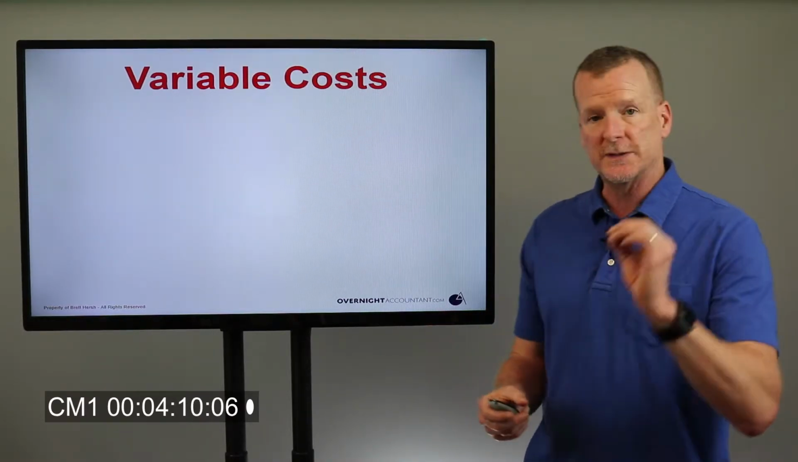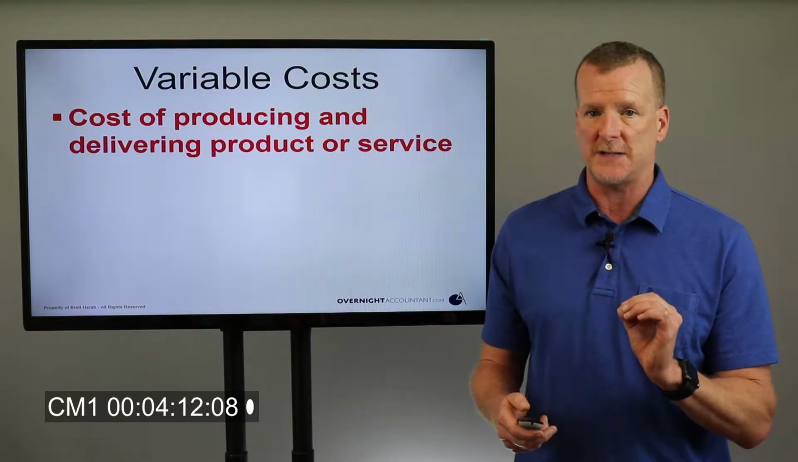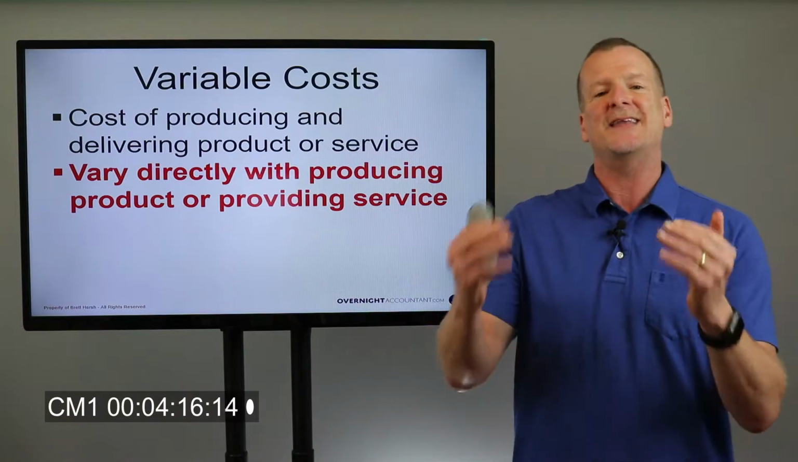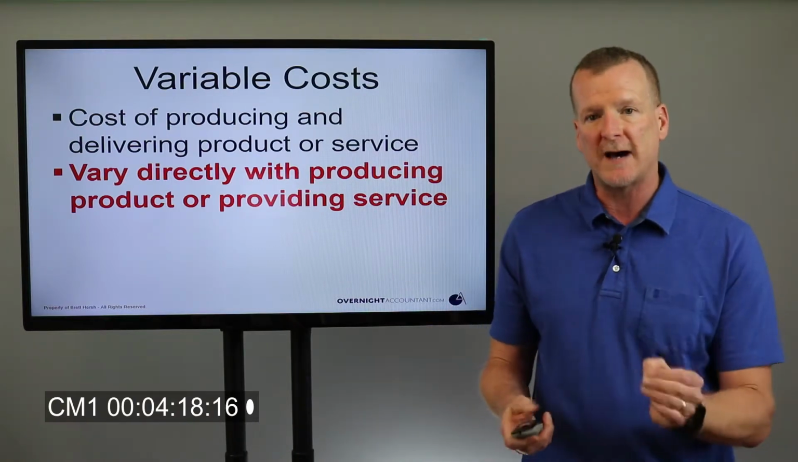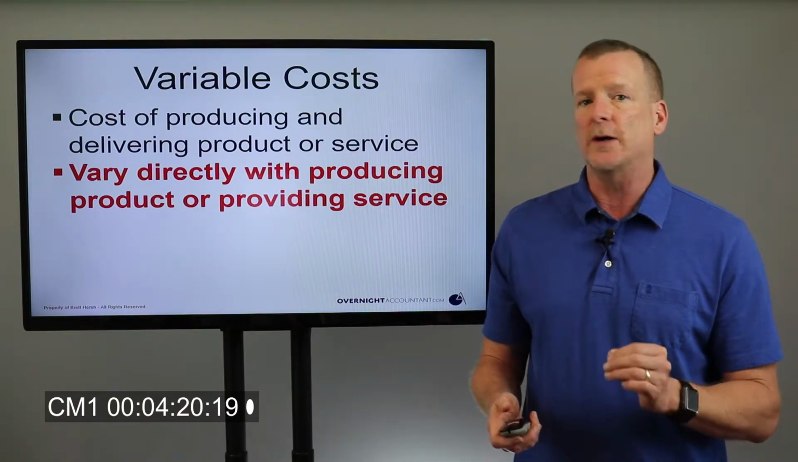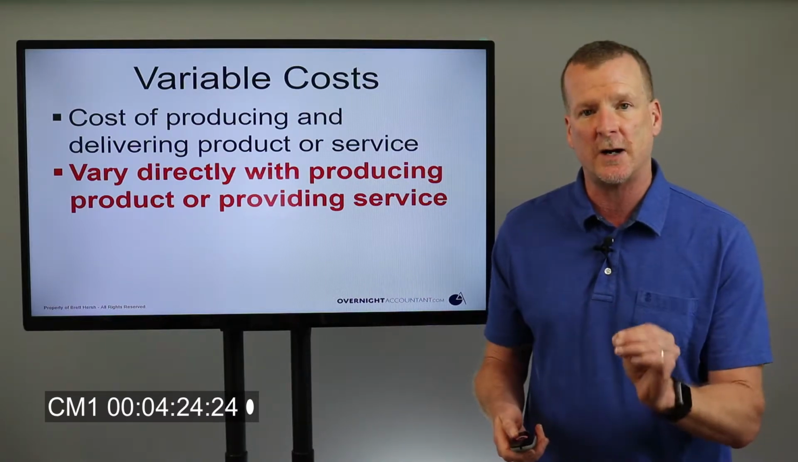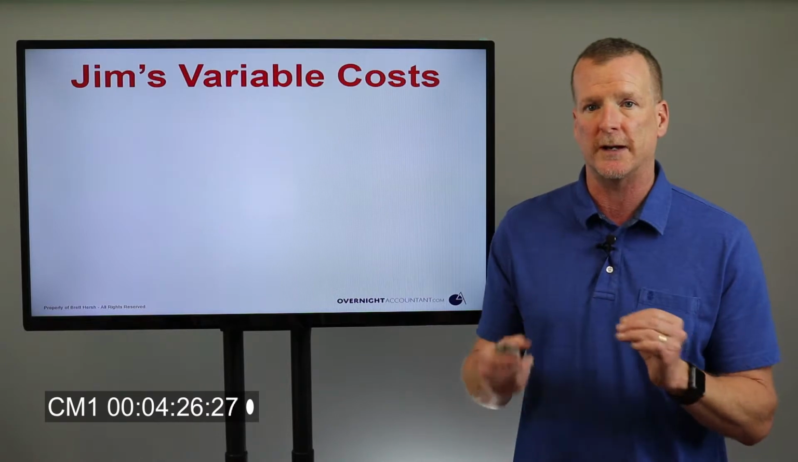Now also, we discussed in an earlier lesson, your variable costs. This is going to be the cost of producing and delivering your product or service, and they vary directly with providing that product or service. So if you're not providing a product or service that day, you don't go to work that day, you won't have these costs. They are directly related to providing your product or service.